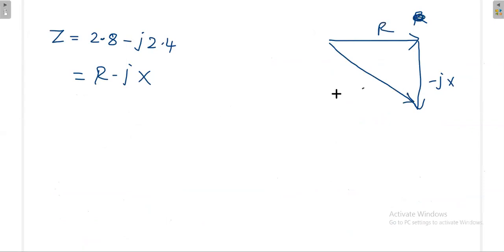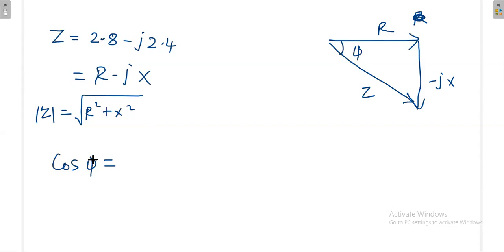This is Z. And again you can easily find out what is mod Z. Mod Z is square root of R square plus X square. But what we are interested in is to find out the power factor. Now this is phi, then what is cos phi? Cos phi is equal to R divided by mod Z.